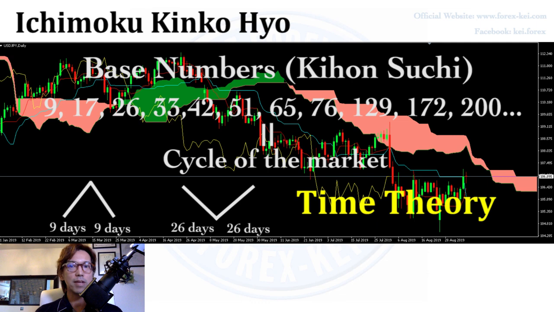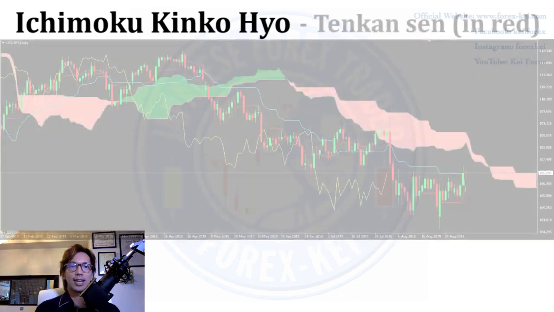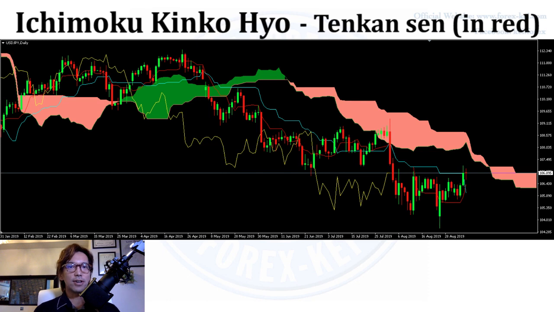So let me explain further about Tenkan sen and Kijun sen from the charts along with the time theory to understand what these lines are really for. And you will clearly see that they're different from the moving average indicator. Here is the daily chart of US dollar JP yen, and let's only focus on Tenkan sen, alright?